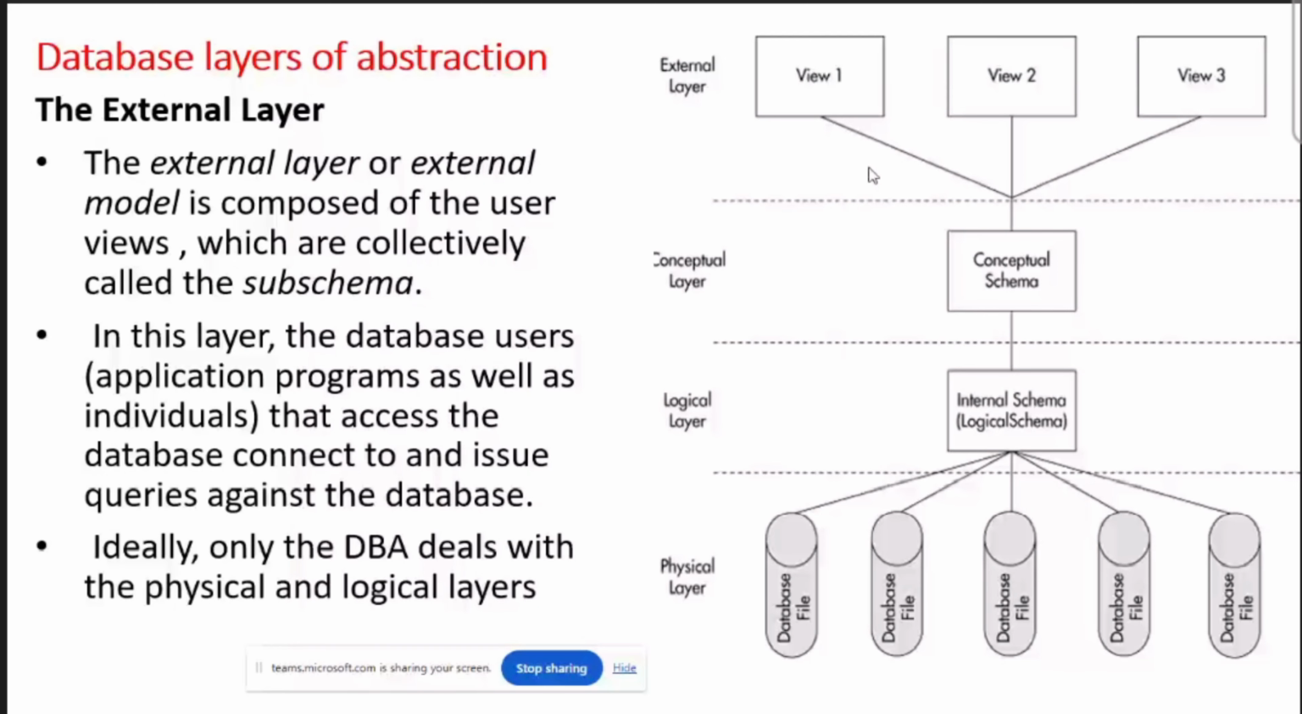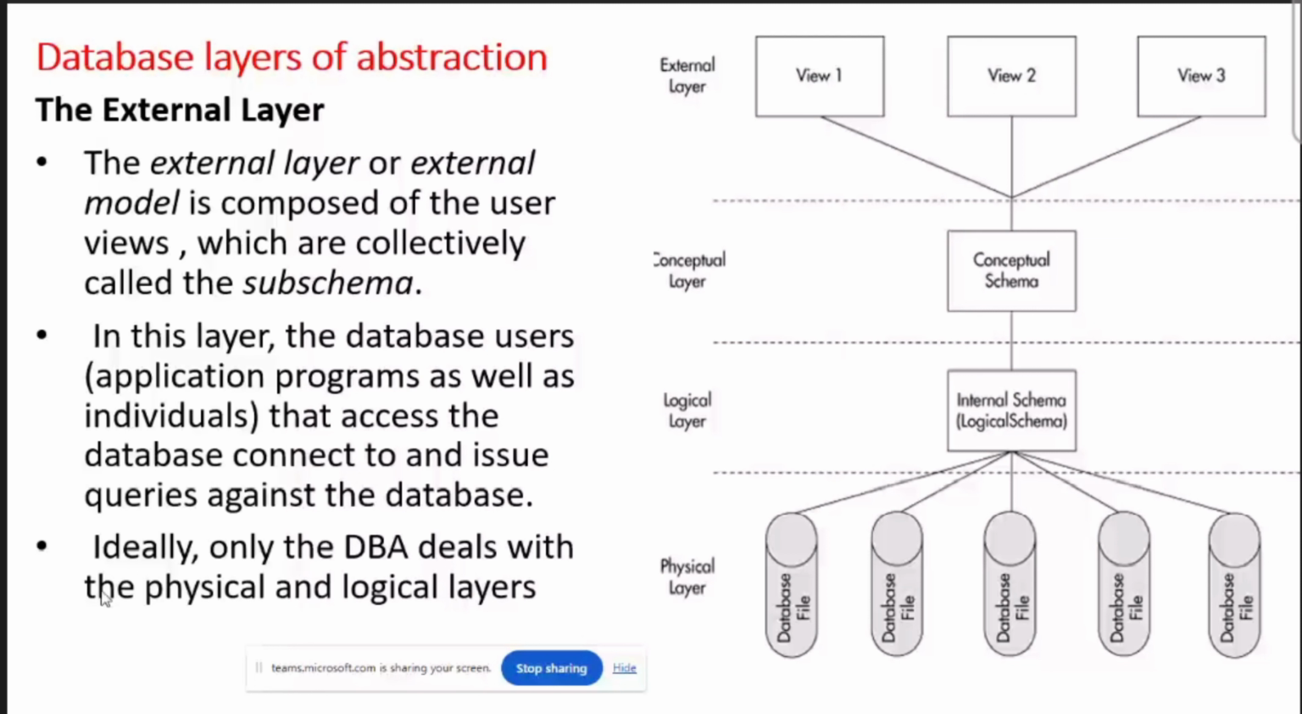The external layer, or external model, is composed of the user views, which are collectively called sub-schemas. In this layer, the database users, the application programs, as well as individuals that access the database, connect to and issue queries against the database. That is where they write queries through the database administrator, programmers, or developers. They will create the SQL statements, the SQL that we learned last semester. This is where you use it.